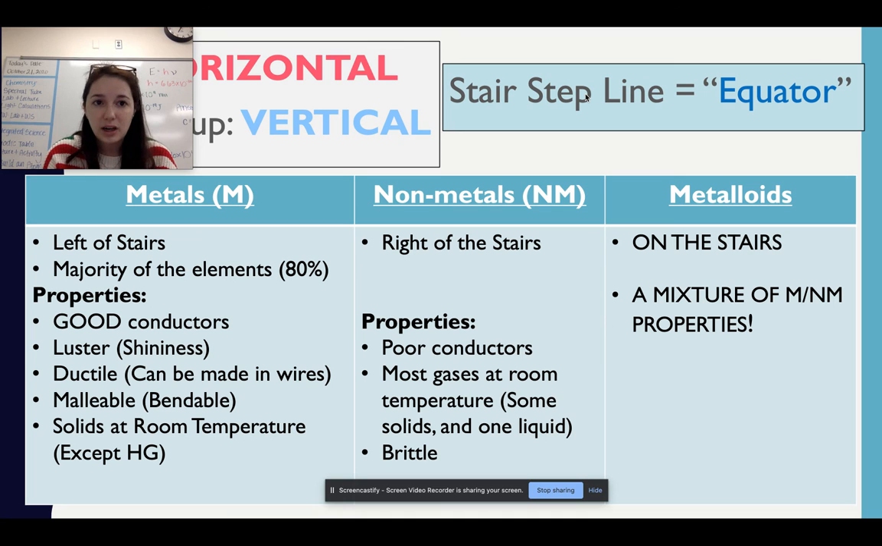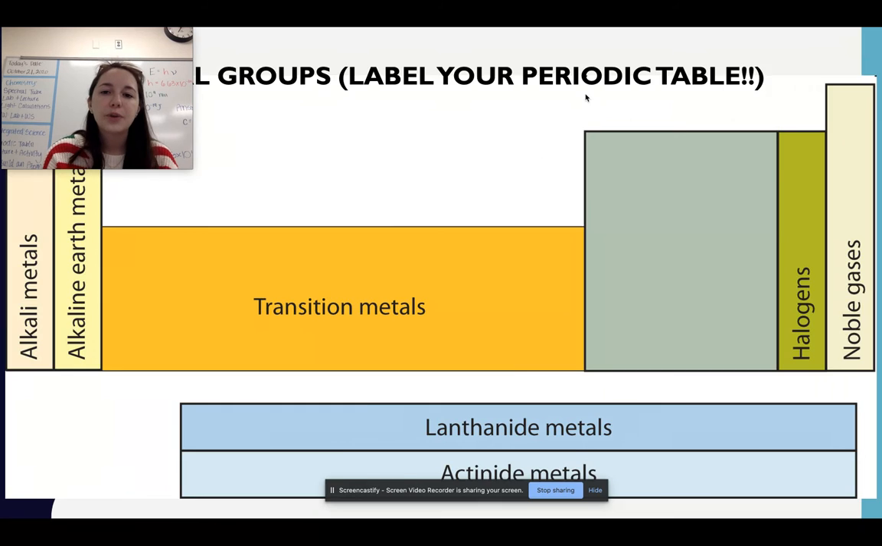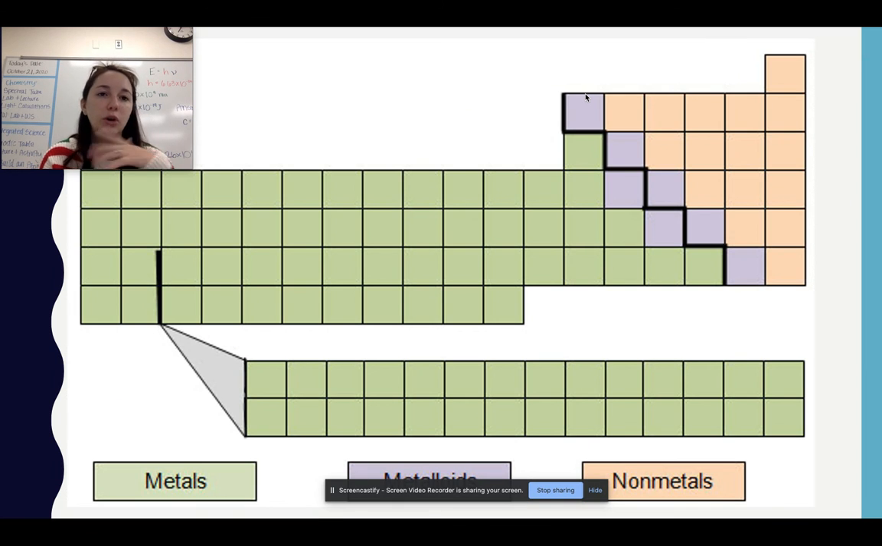Nonmetals are to the right of the stairs. Those are poor conductors. They're mainly gases at room temp. Some are solids, some are liquids, but they're primarily gases. And then they're brittle. And the metalloids are on the stairs, and they're a mixture of properties between metals and nonmetals. Those ones are highlighted specifically. So aluminum is technically a metal, whereas silicon would be considered a metalloid, for you to know.